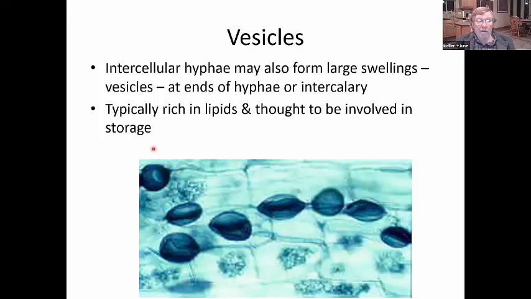Many species of the AMs form large swellings called vesicles at the ends of hyphae, or they may be within the hypha. These are vesicles. These are typically rich in lipids, and they're thought to be involved in storage. And when these were first described, most of these mycorrhizal fungi had vesicles and arbuscules, and they were originally called vesicular arbuscular mycorrhizae, or VAM. But since then, they've discovered species that don't form vesicles, so they got rid of the V, and they just call them AM now for arbuscular mycorrhizae. But a lot of them will also form these vesicles.